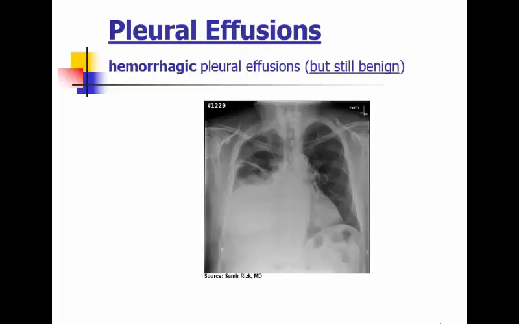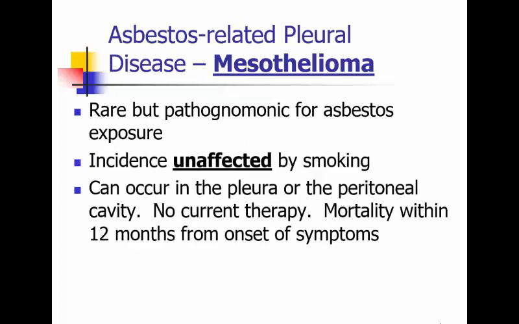The third one is hemorrhagic pleural effusion, and it is still benign. You have a significant effusion, and it's hemorrhagic, but it's benign. The asbestos-related pleural disease with mesothelioma, that's the malignancy of the pleural cells, and it's pathognomonic for asbestos exposure. If you have a patient with mesothelioma, it means that he has exposure to asbestos, no doubt about it.